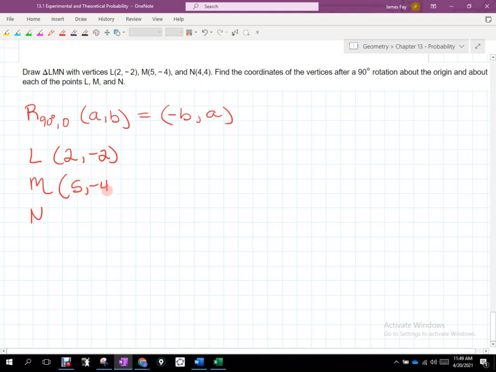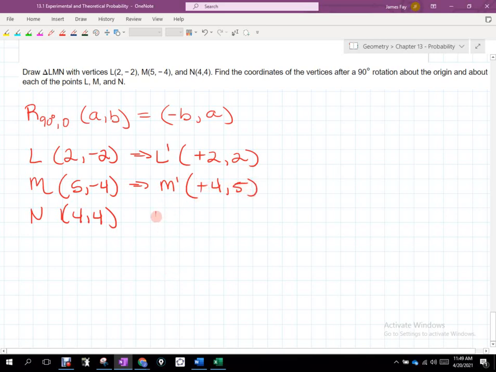Okay. So when we start with L, M, and N, L is at 2, -2, M is at 5, -4, and N is at 4, 4. To get L prime, you flip these, so it becomes -2, 2, and then you negate the first one. Negating a negative turns it to a positive. Then for M prime, I flip them, and then negate the first one, so it turns into a positive. And then the bottom one, I flip them again, and then I make the first term negative. So that's how we rotate around the origin.